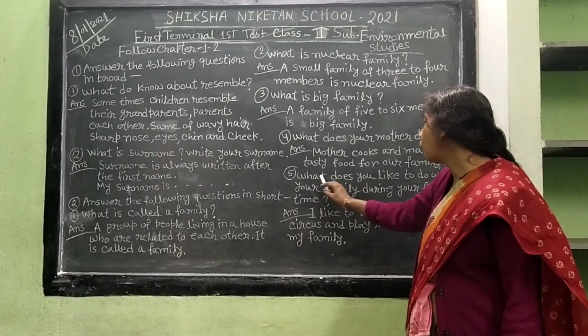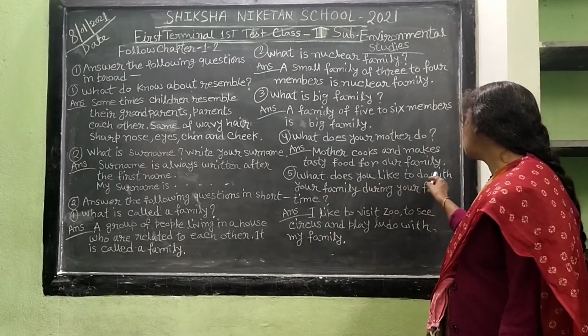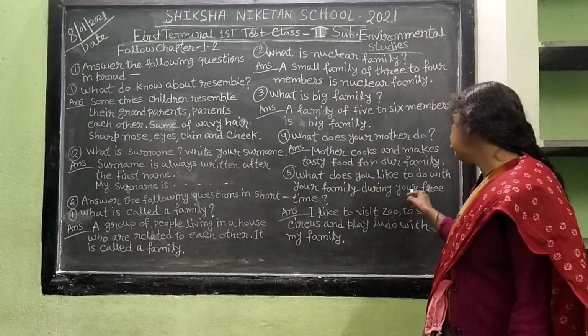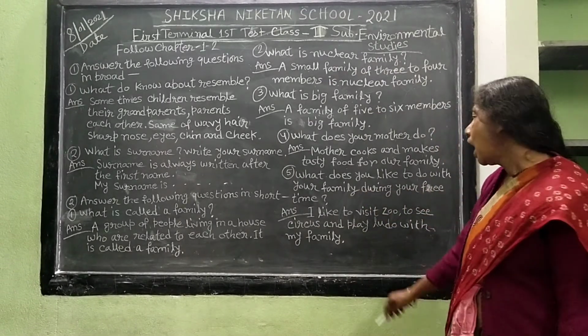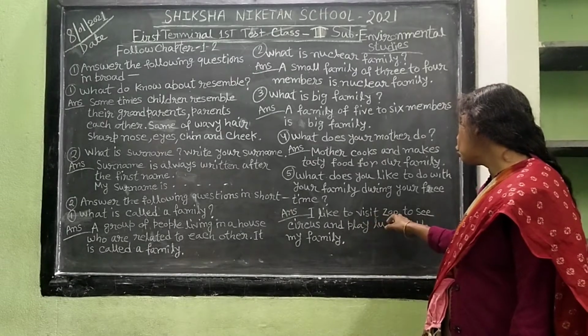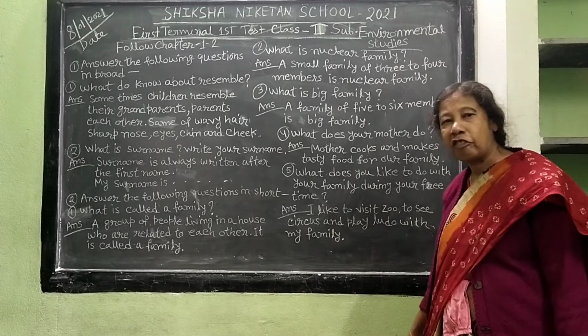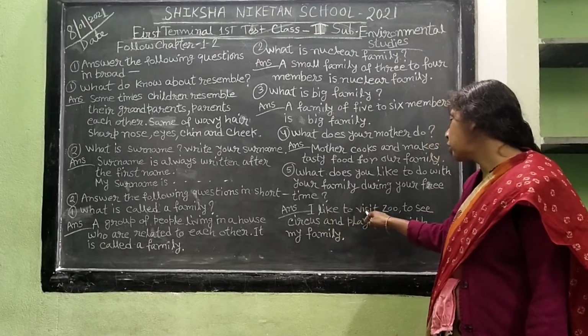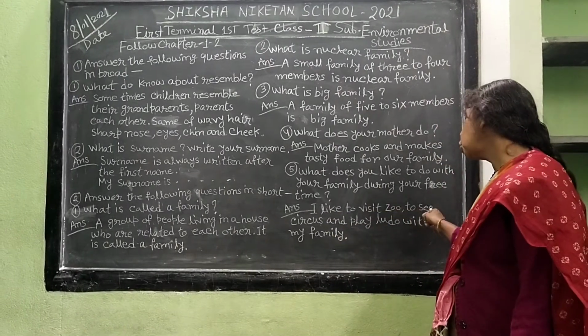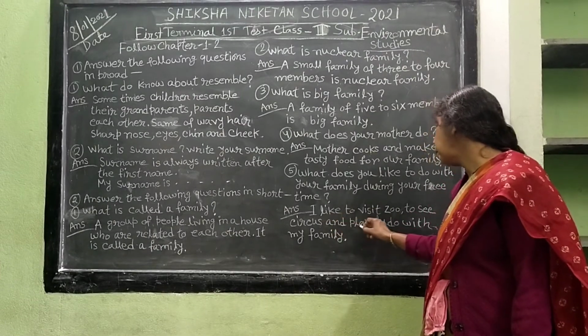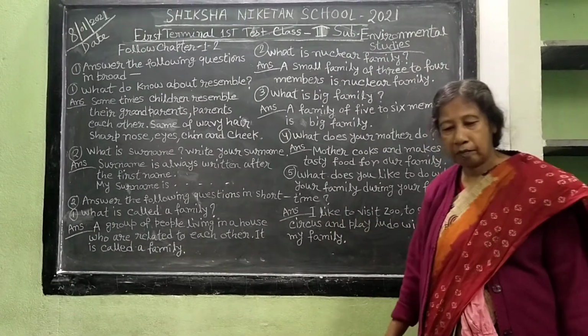Question number 5. What do you like to do with your family during your free time? I like to visit the zoo, see the circus and play ludo with my family.